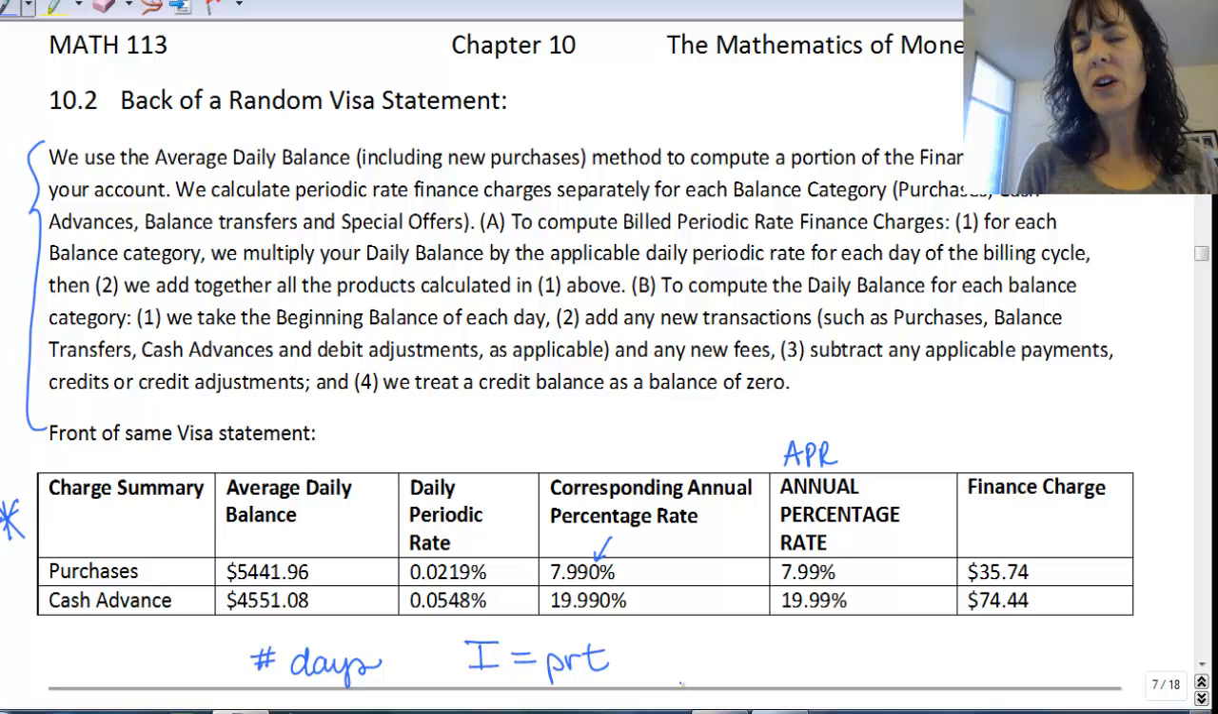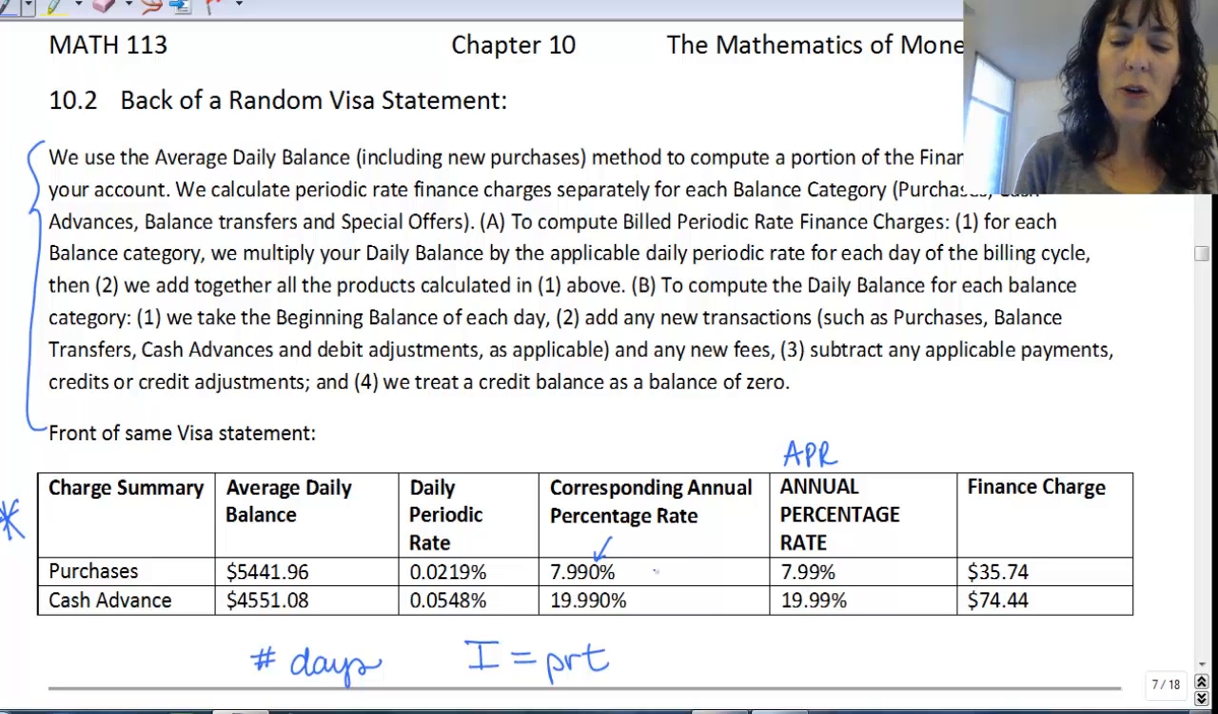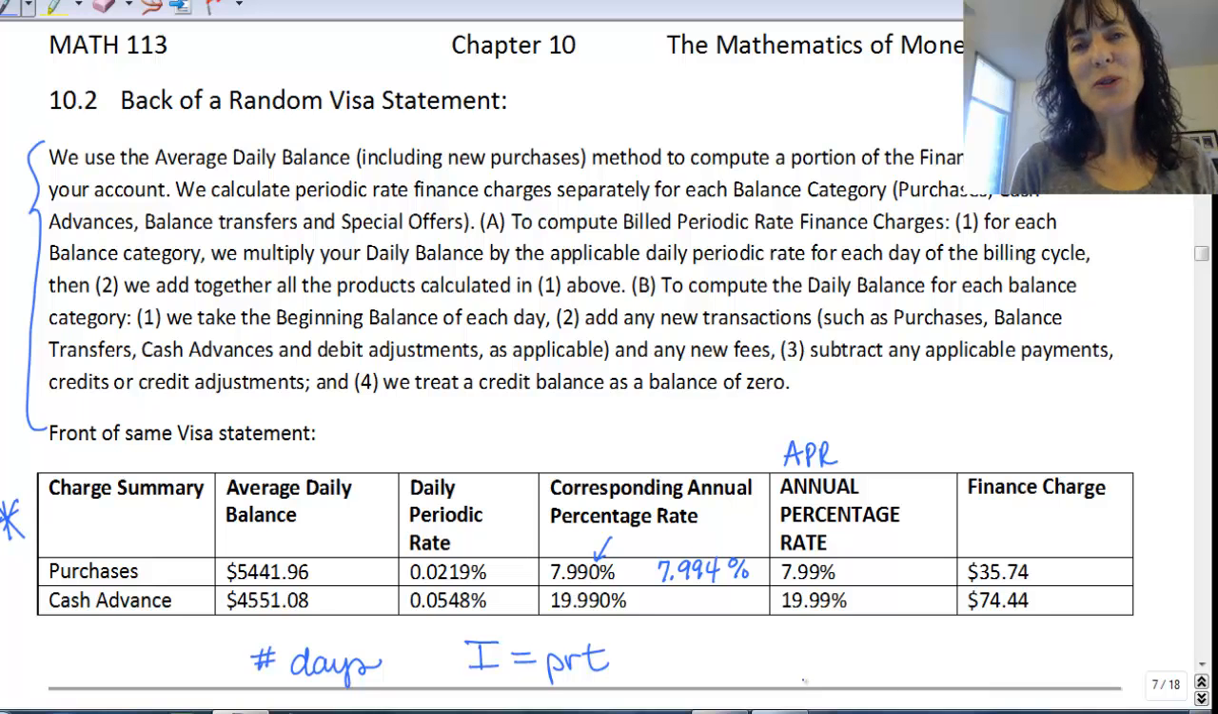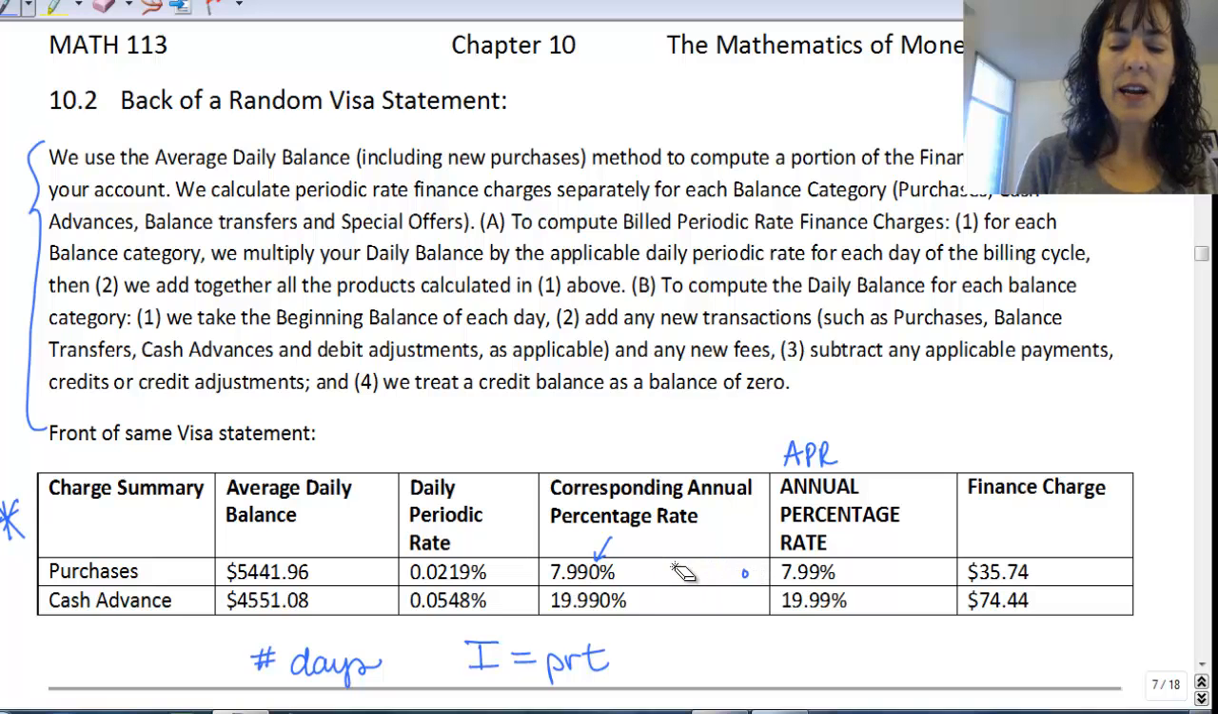And some credit card companies, I have never seen it, but I've heard, might tell you that the annual percentage rate is 7.99 and they can actually get away with putting 7.994%. That's actually 0.004% more than they're advertising, and so it makes it seem like they're doing a good rate and they're just slightly higher than that rate. Well, this credit card is saying no, we don't do that. It's actually 7.990. So that's where this corresponding annual rate comes from.